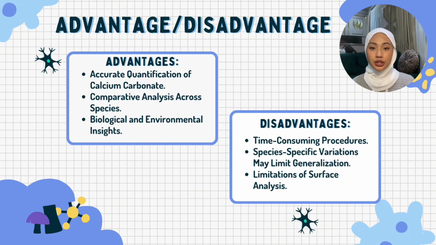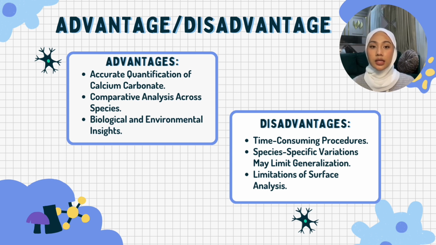For disadvantages, the first one is time-consuming procedures, because the back titration method involves several steps, including dissolving the eggshell powder in acid, heating, cooling, and performing titrations. This can be labor-intensive and time-consuming compared to other potential analytical techniques.